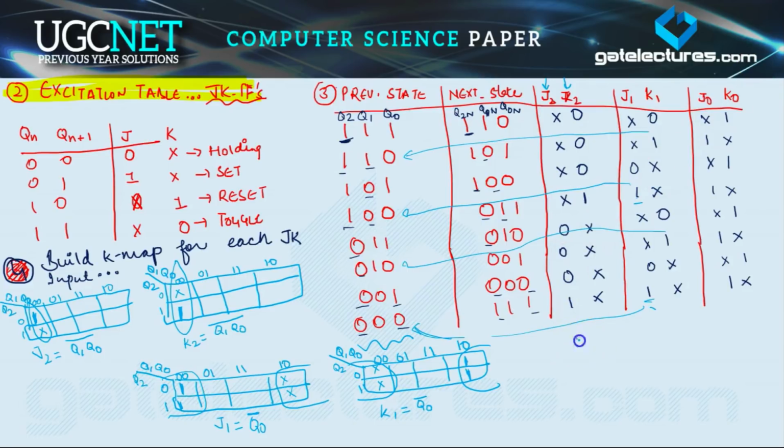Now the next one is J0 and K0. In the same way you can calculate for J0 and K0. Now see, J0 is 1 here, here, here and here. So write it down. And here don't cares are present. So we group the whole map and we get J0 equal to 1. And in the same way you can calculate for K0.